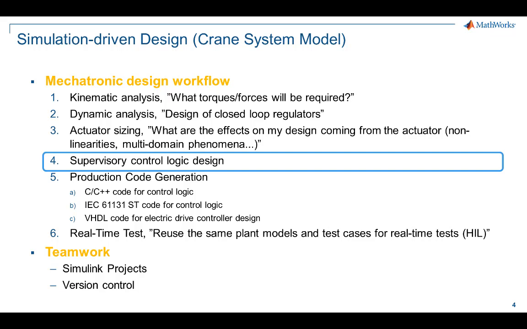So we'll look at how we can model the supervisory control, for example, to control the system, but also to detect, for example, faults or mechanical failures of the system and how to detect and handle those.